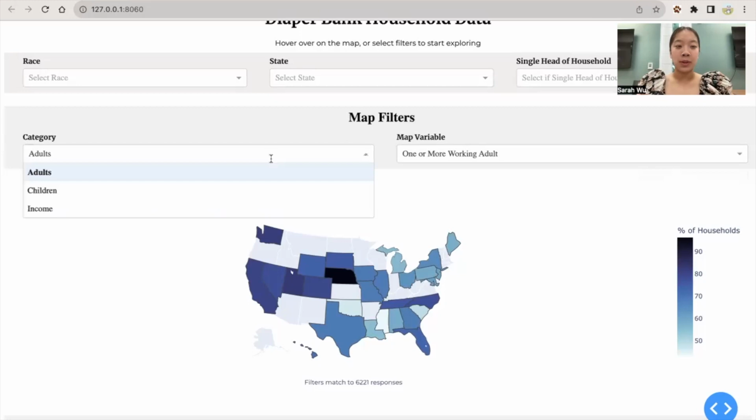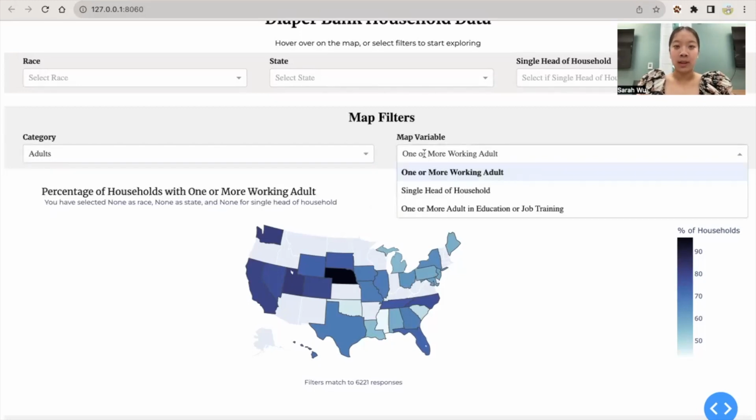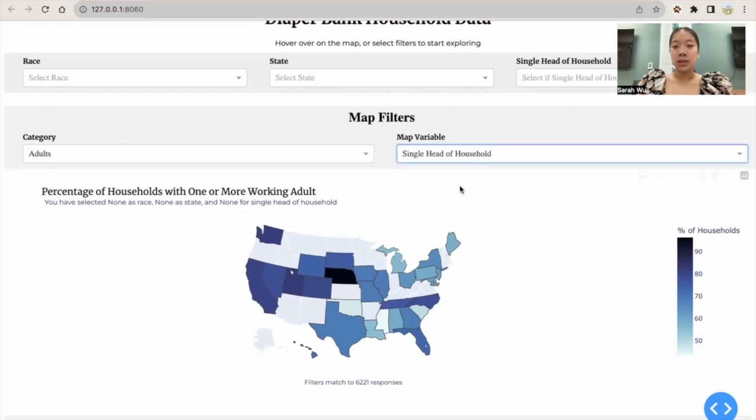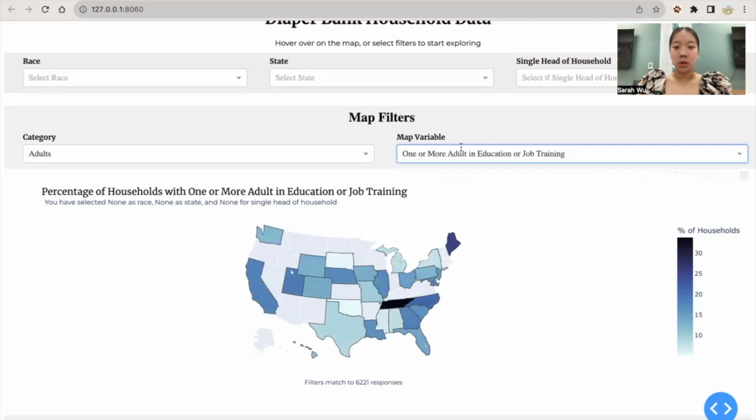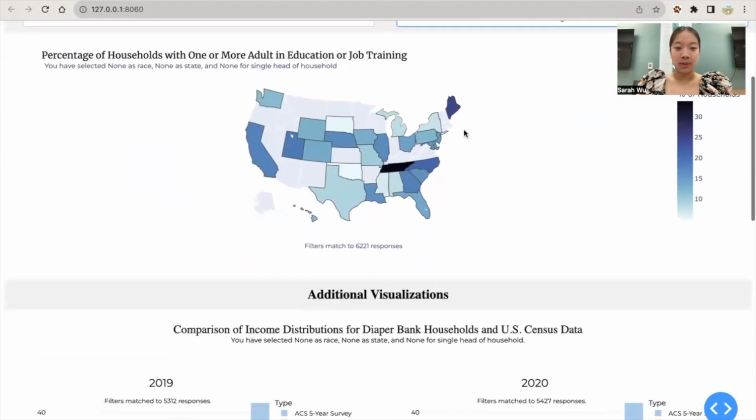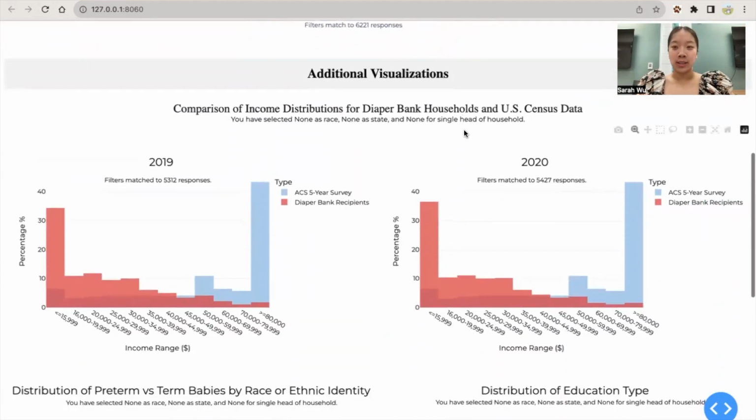For categories, we have adults, children, and income. And when you click a category, there will be relevant variables that will be shown on the right. So here we have 1 or more working adult, single head of household, and 1 or more adult in education or job training. Below that, we have additional visualizations, including comparison of income distributions for diaper bank households versus the US Census data. From these graphs, we could see that the household income of diaper bank recipients is drastically different from the ACS 5-year survey.